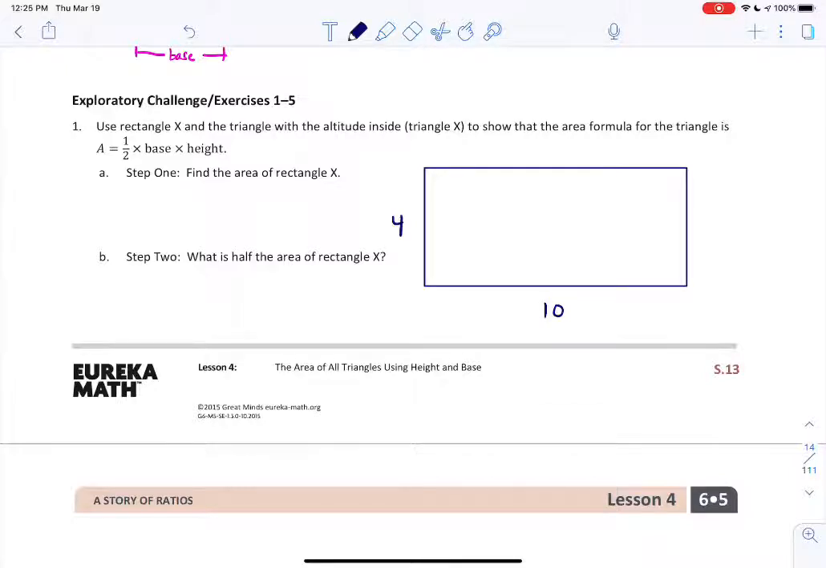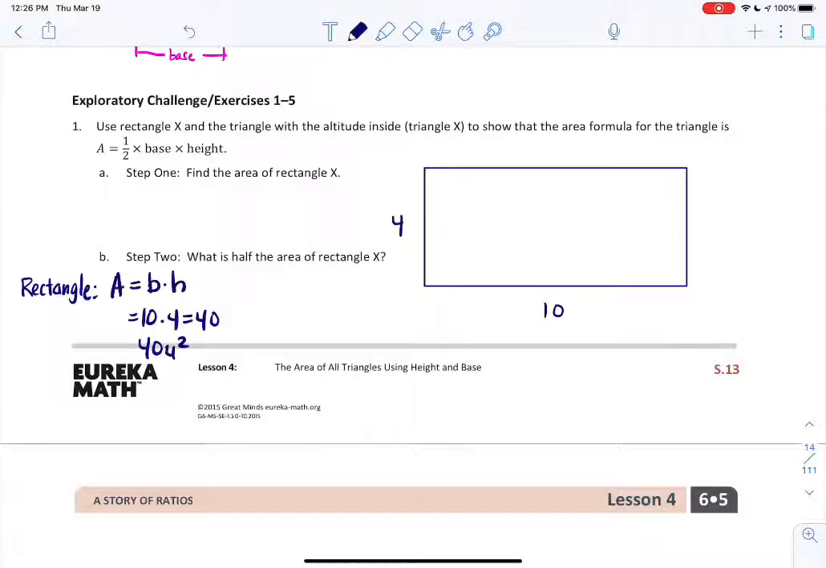Base times height, right? For a rectangle, I find the area by multiplying the base times the height. In this problem, I end up getting 10 times 4, and the answer would be 40. The area would be 40 units squared. 40 square units, 40 units squared in the rectangle.